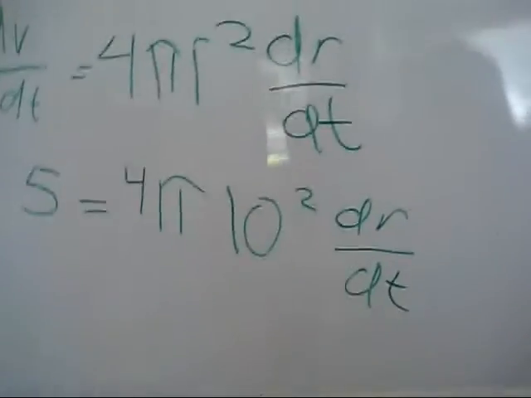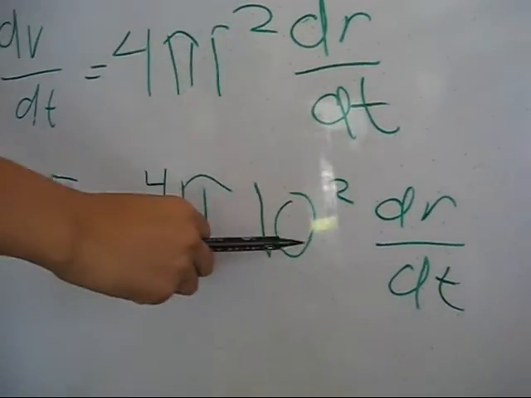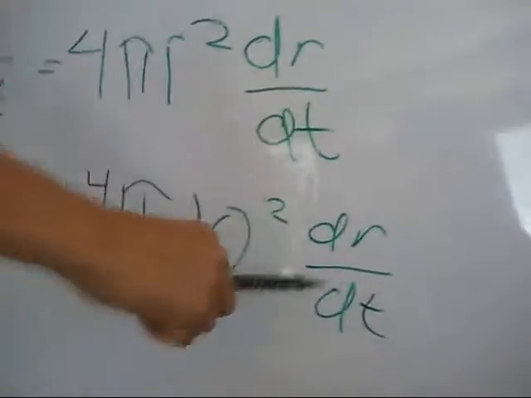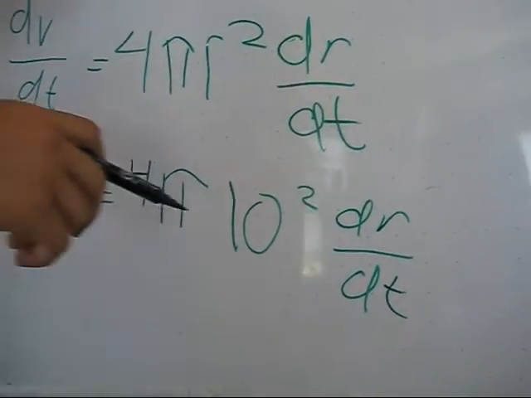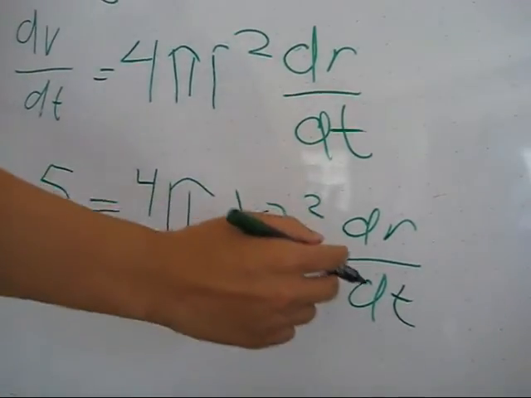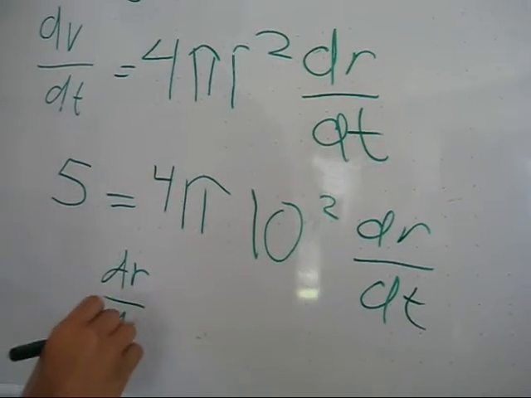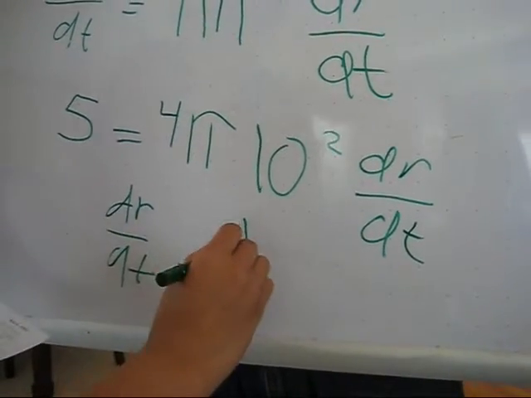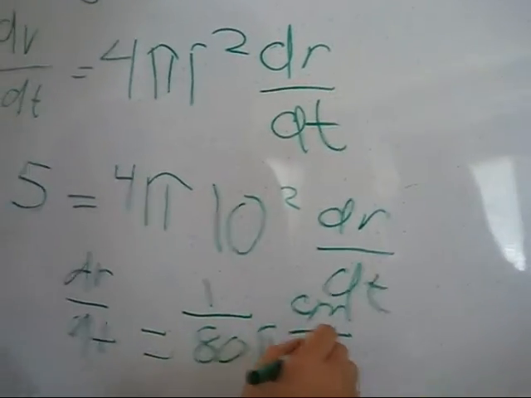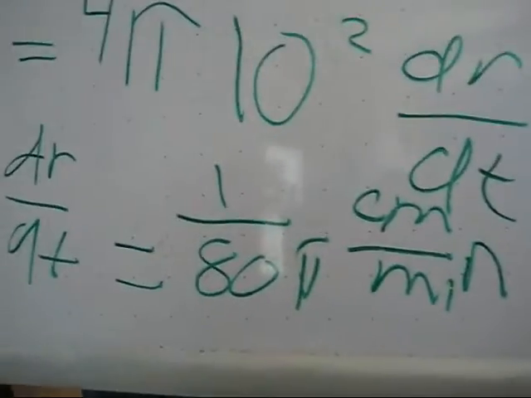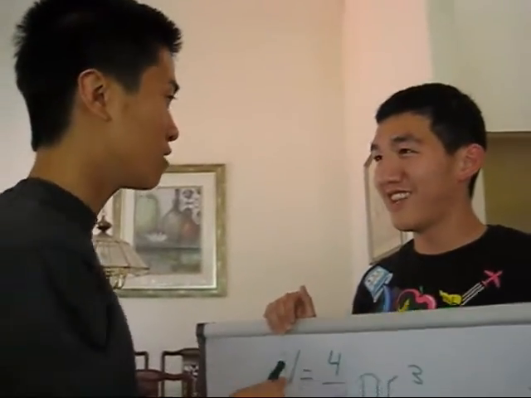So the diameter is 20. That means that the radius is 10, squared, dr over dt. And so now we can solve for what we want to find. So we want to find dr over dt. So then dr over dt equals 1 over 80 pi centimeters per minute. And that is the rate at which the radius of the balloon is increasing when the diameter is 20 centimeters.